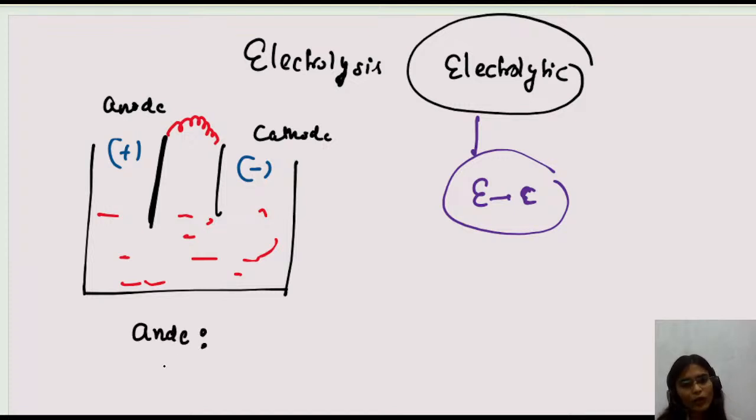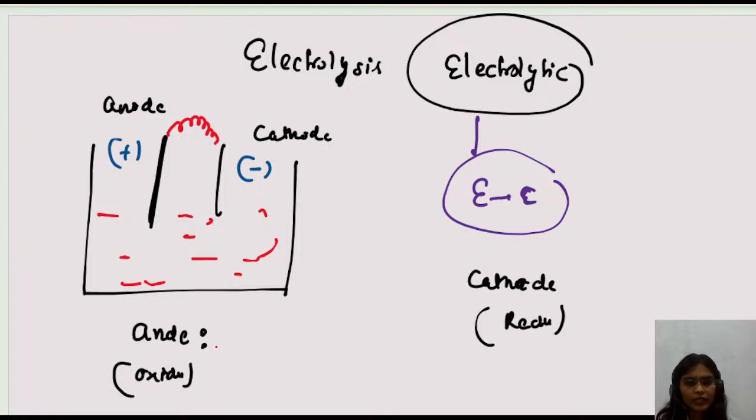Now one thing is very clear: whether you take an electrochemical cell or an electrolytic cell, at the anode it is every time oxidation. Only oxidation is going to occur on the anode. And if I'm taking only the cathode part, what is happening? Reduction. This is a fixed thing. Signs can be changed, anything can be changed, but this is a fixed point.